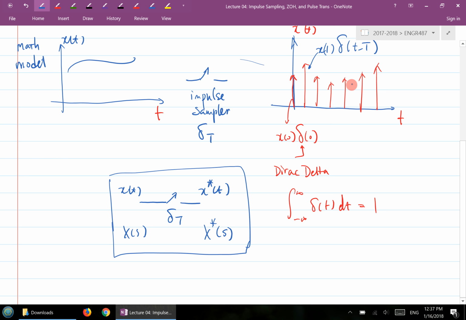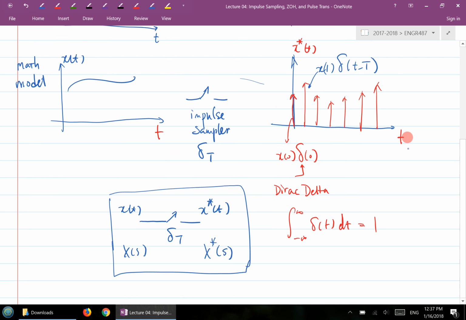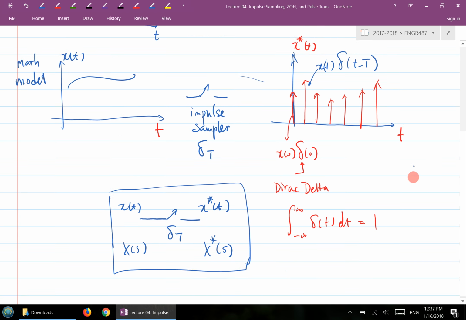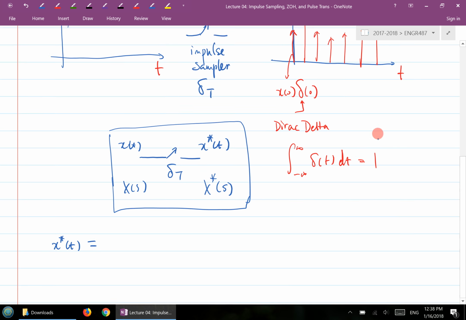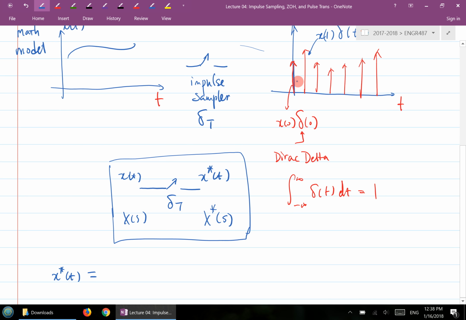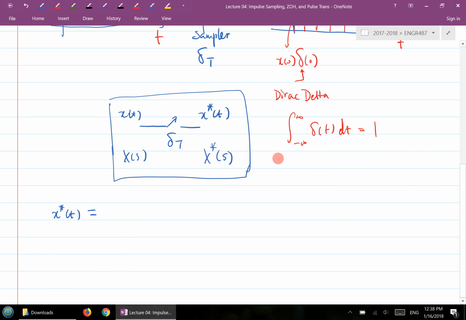Now let's go back to this x star of t and look explicitly at what it is, because we need to obtain the x star of s from x star of t. So let's write it down. You can see x star of t consists of an infinite number of impulses. You can say x star of t is the addition of all of the impulses.